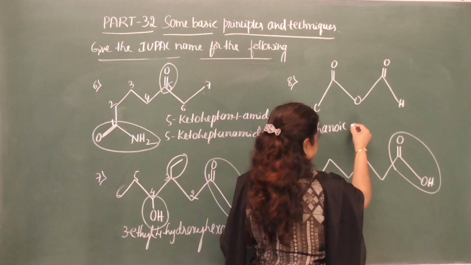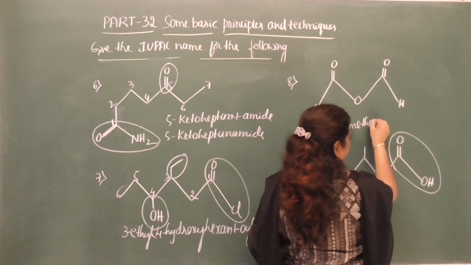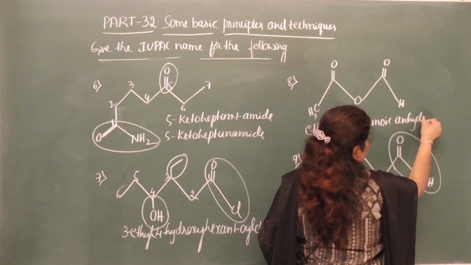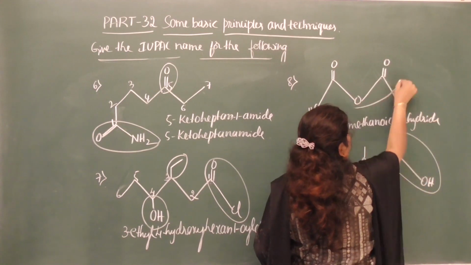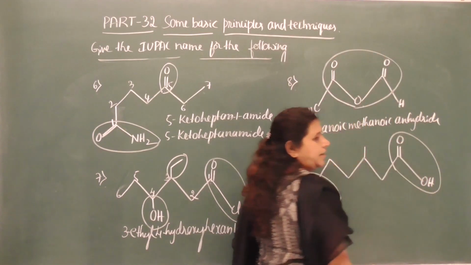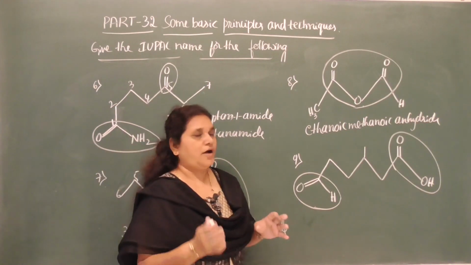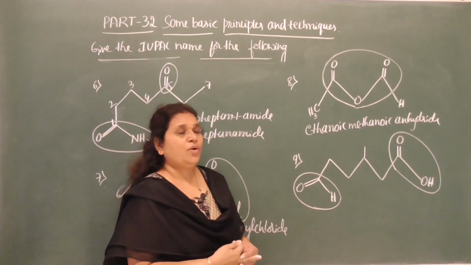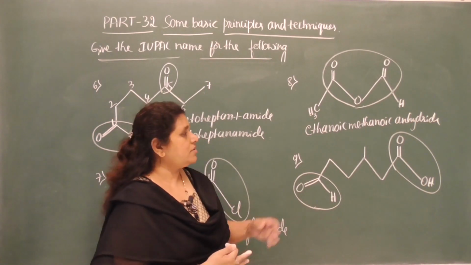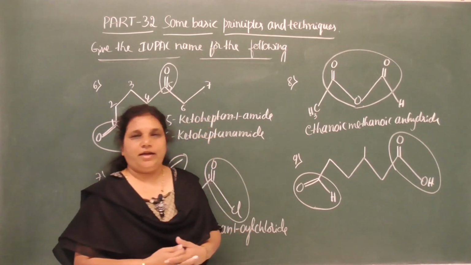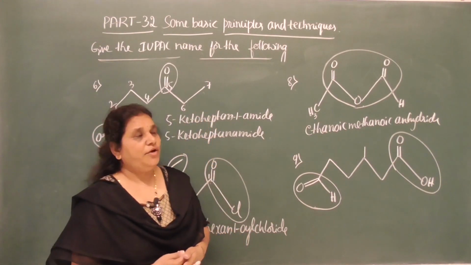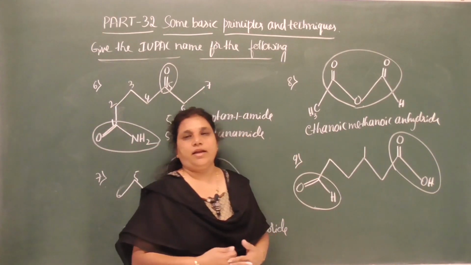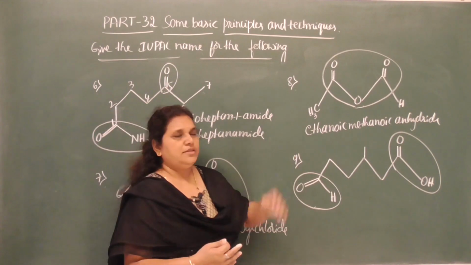Ethanoic methanoic anhydride. This group is called the anhydride group. In the case of anhydrides, you won't get a locant for the functional group because the name ends with oic anhydride. There will be no position for that, though you may get a substituent there. So it is ethanoic methanoic anhydride. That is the IUPAC name of this compound.